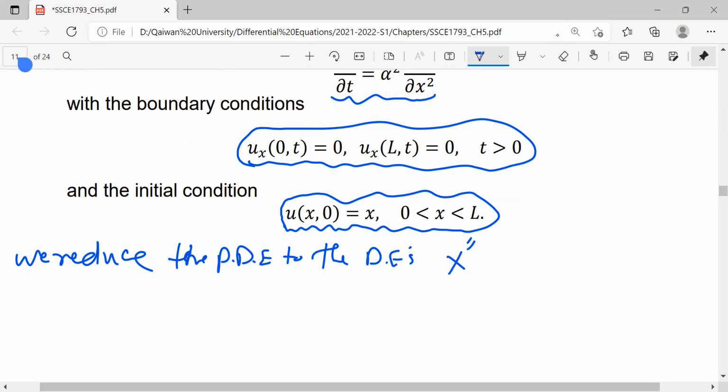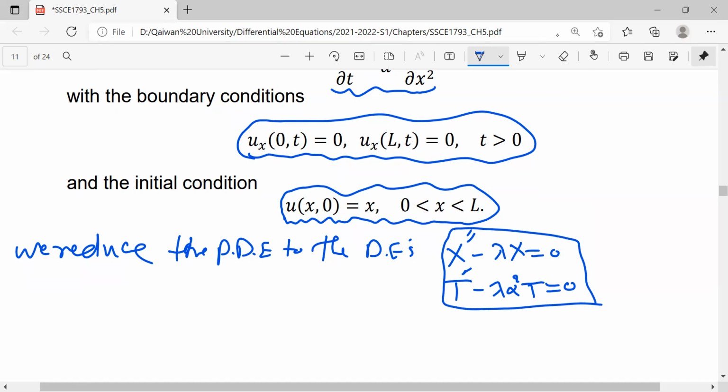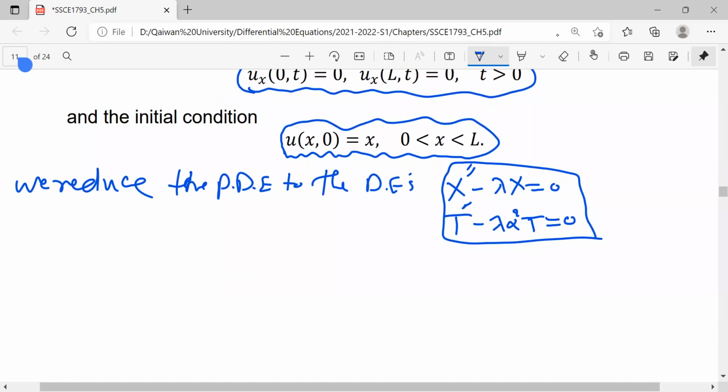X double prime minus lambda X equals 0, and T prime minus lambda alpha squared T equals 0. We get these 2 differential equations. I'm not going to do the process. The process is the same as the previous ones that we did. Okay, here instead of 4, you have alpha squared. This is the only change.